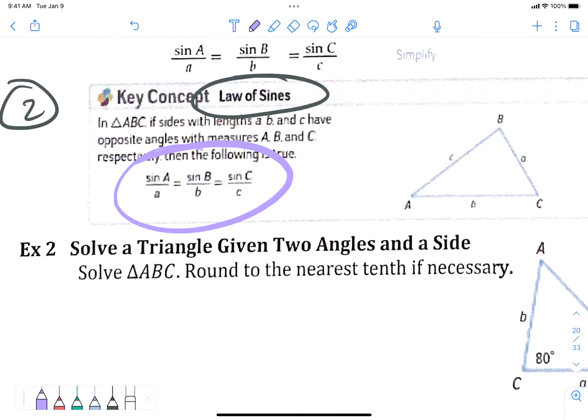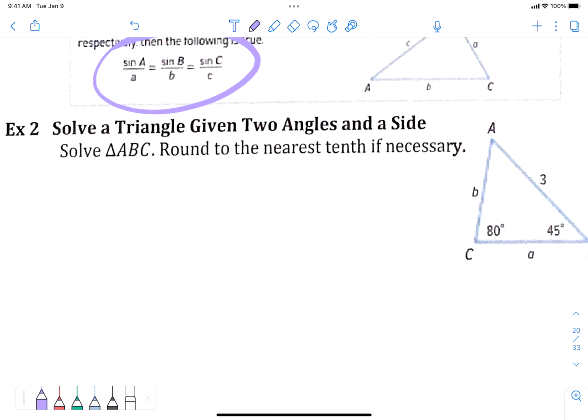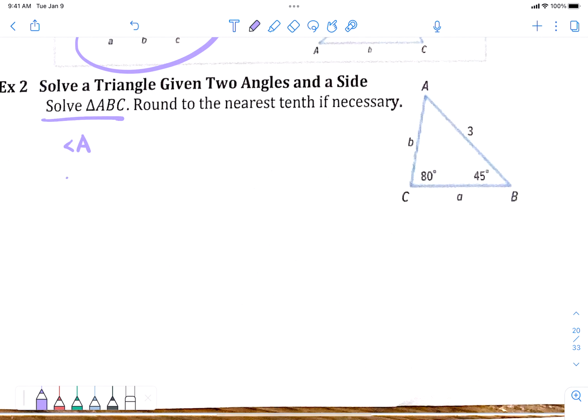Nice. Okay. So you can use any of the three to set them up together. So we're going to do example 2, and then we'll be done. Maybe. I don't know. Maybe we'll do it. Okay. Solve triangle ABC. When it says solve the triangle, it says find everything that you need. So we're going to solve for angle A, angle B, angle C. We're going to solve for little a, little b, and little c. We're going to solve all of the things. Some of the stuff we know and some of the stuff we don't know. Okay. So we're going to label things that we know.